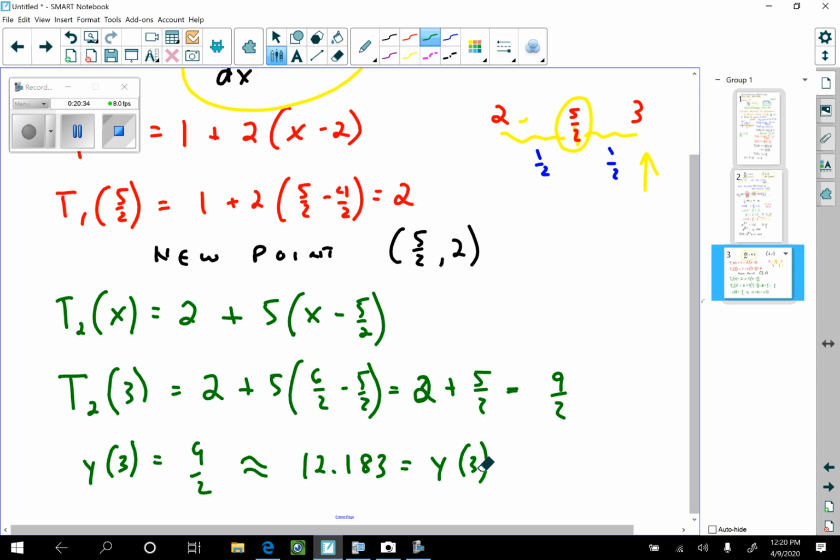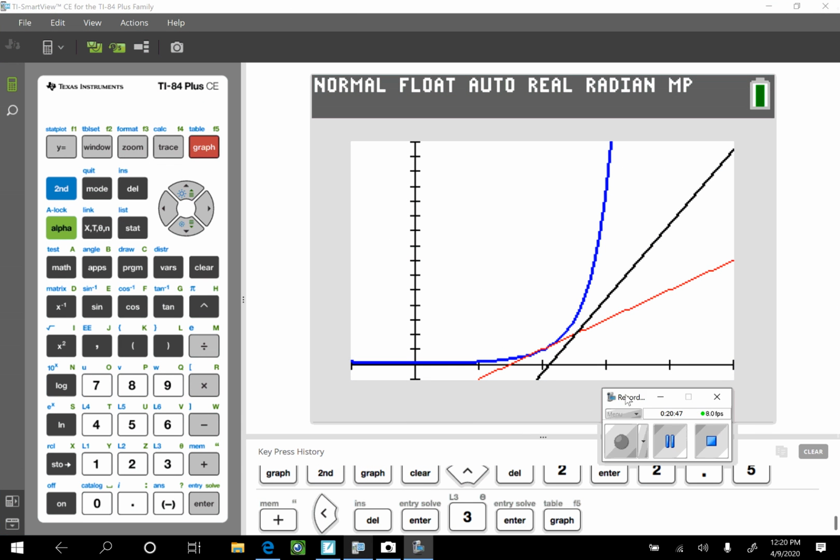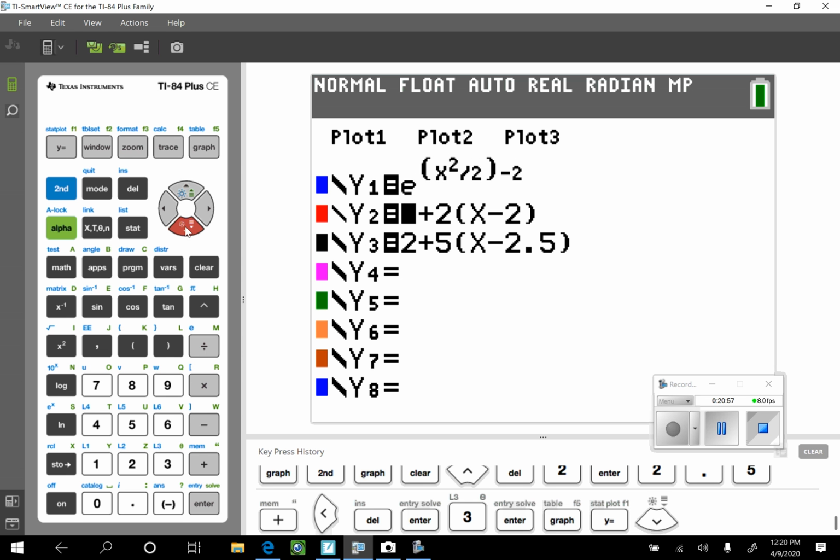And what I want to do is show you graphically with my graphing calculator what's going on here. So I'm going to come up here to my graphing calculator screen, and let's pull this rascal out of the way. In y1 I have the function that I solved. This is the solution to that differential equation. This is the first tangent line. That first tangent line was at the point 2, 1. This is the second tangent line. That tangent line was at 2.5 or 5 halves, 2.